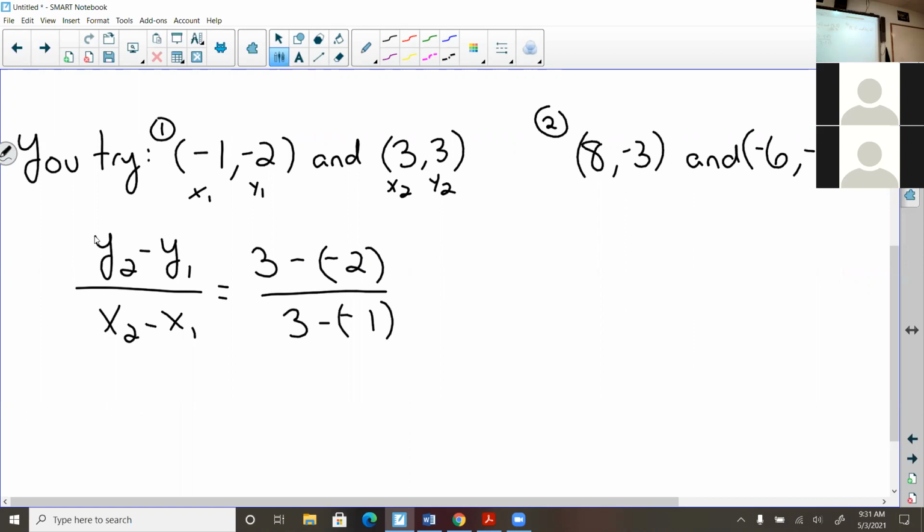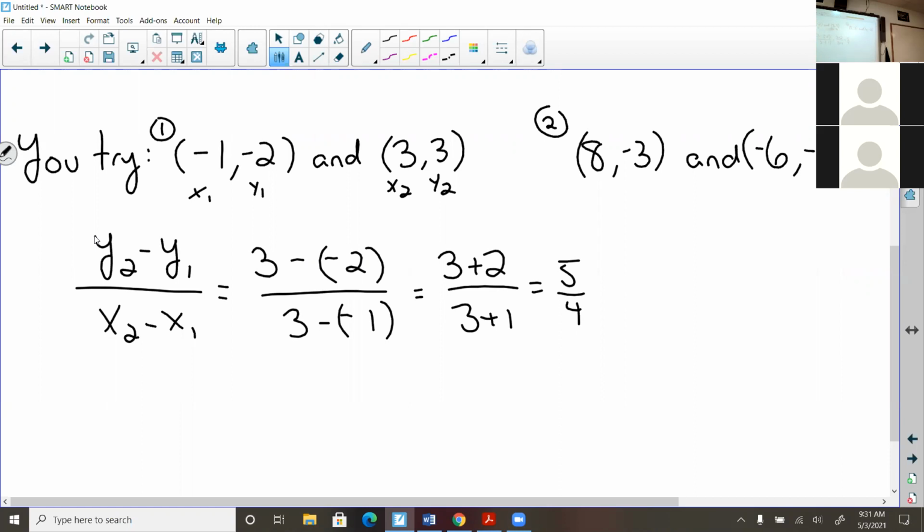So you can see how this can get a little complicated because you have to worry about your double negatives. But 3 minus a negative 2 is the same thing as 3 plus 2. And 3 minus a negative 1 is 3 plus 1. So I am getting 5/4 to be the slope of the first problem.